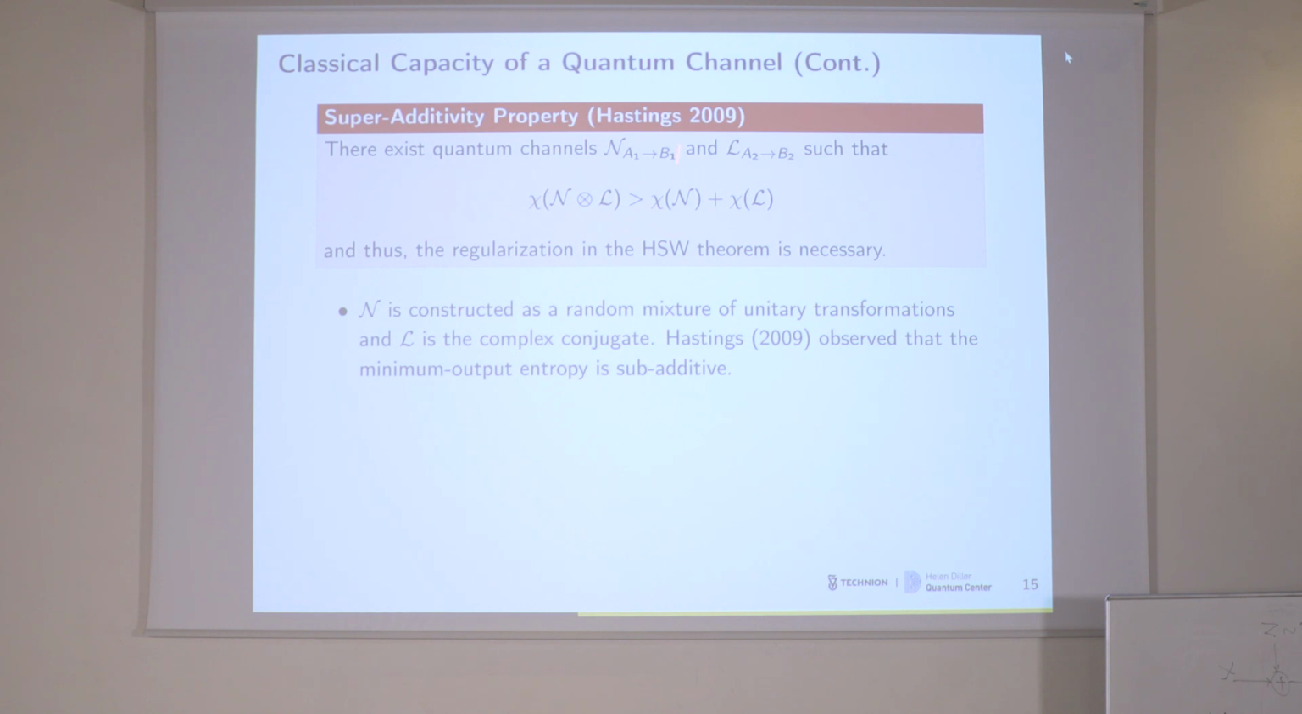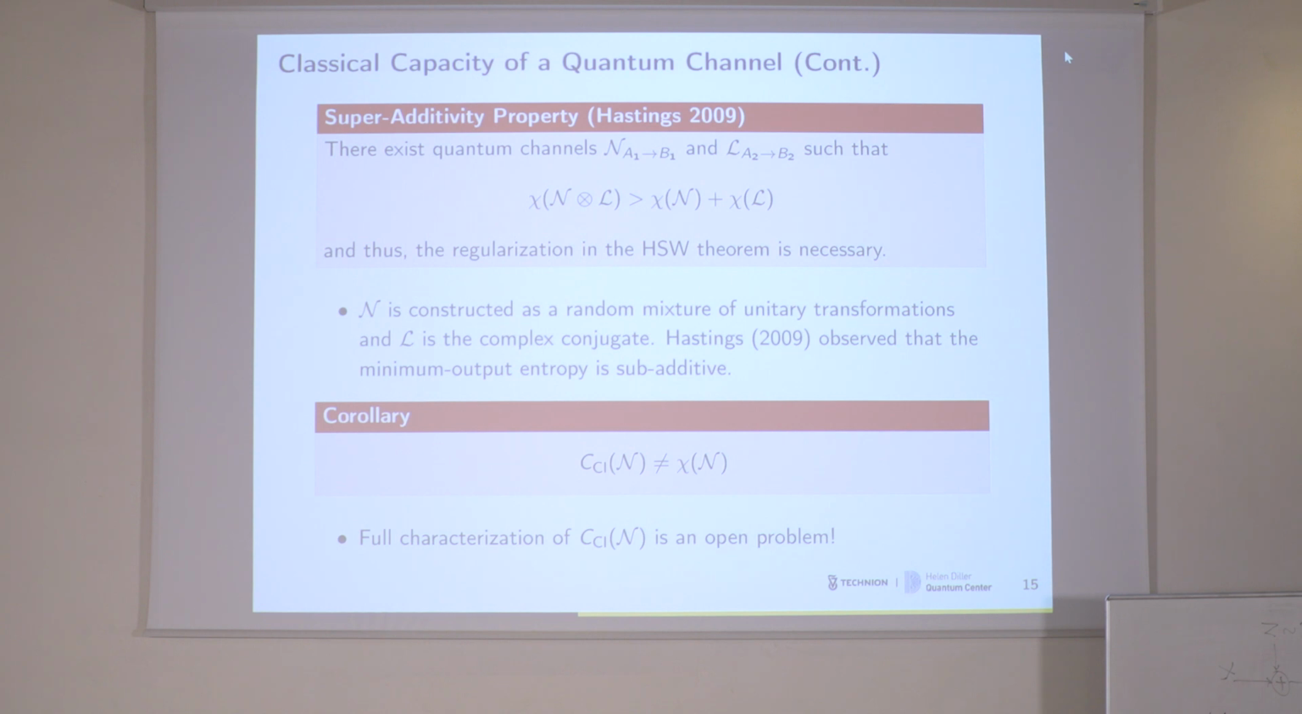We know that there exist two quantum channels with a superadditivity property, and this implies that the classical capacity does not equal the Holevo information. So I think that you could say that today what Nielsen and Chuang write is a bit misleading.